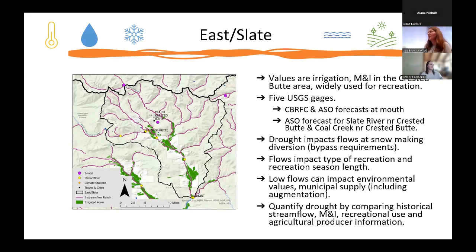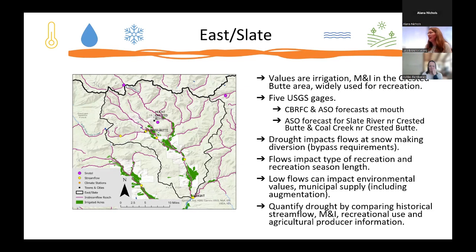East/Slate. The primary values for this area are also irrigation. And then we've got municipal and industrial with the Crested Butte area, both the municipality and the ski resort. And then basically the whole basin is widely used for recreation. Got 5 USGS gauges, so very well gauged basin. CBRFC and ASO are both providing forecasts at the mouth, and ASO is also doing forecasts for the Slate River near Crested Butte and Coal Creek near Crested Butte. So we've got a couple of the upper headwater basins with ASO forecasts as well.